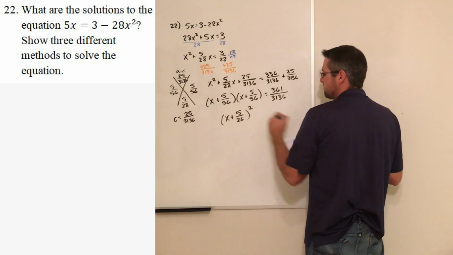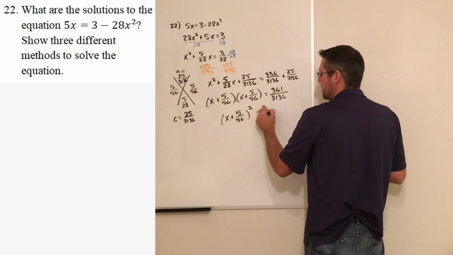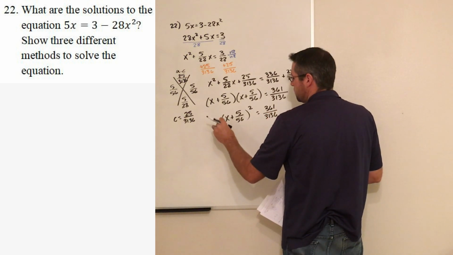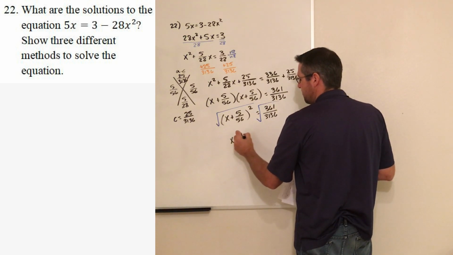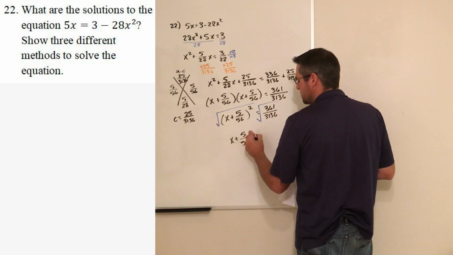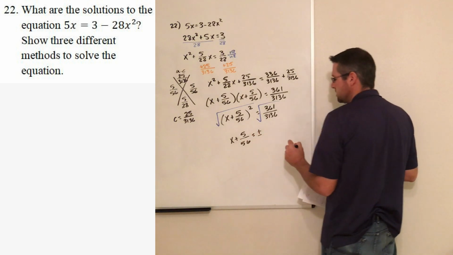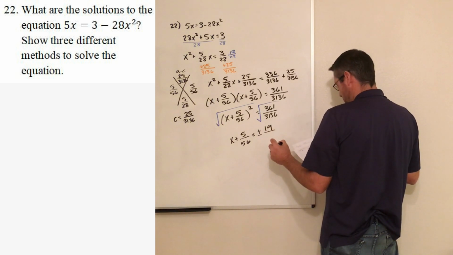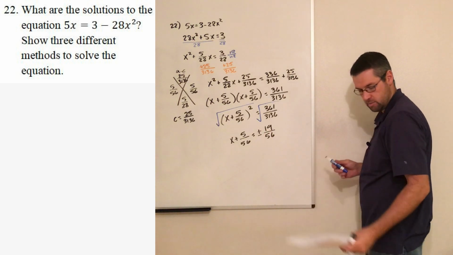So x plus 5 over 56 squared equals 361 over 3,136. From there, we're going to go ahead and square root both sides. So we end up with x plus 5 over 56 equals plus or minus the square root of 361, which is 19, and the square root of 3,136 is in fact 56. So that cleaned up nicely.